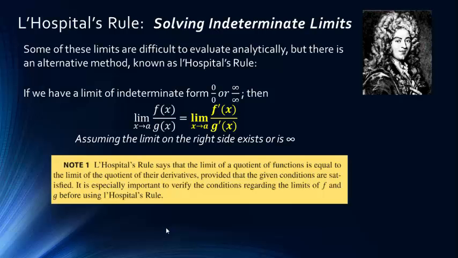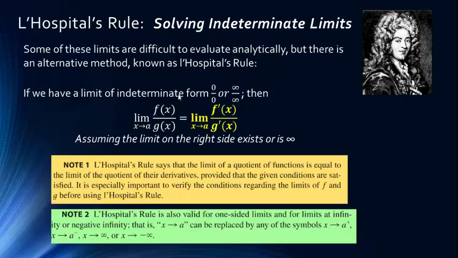So again, all this is saying is that the limit of a quotient of functions is equal to the limit of the quotient of their derivatives, provided that the given conditions are satisfied. Okay, now the given conditions it's talking about is that you have an indeterminate form. So you can only apply L'Hospital's Rule, you can only take the derivatives of the numerator and denominator after you've checked the original function and made sure you had an indeterminate form. Okay, so you have to apply that first.